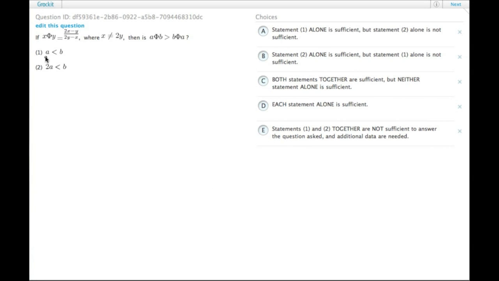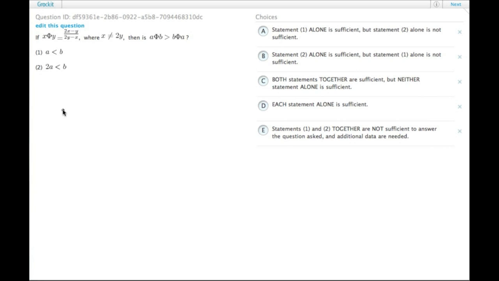Okay, so if this function represented by a capital letter phi is equal to 2x minus y over 2y minus x, and x does not equal 2y, the main reason for this is so that we don't end up with an undefined value in the denominator. That's usually why they do something like this. Then, is function b greater than function a?